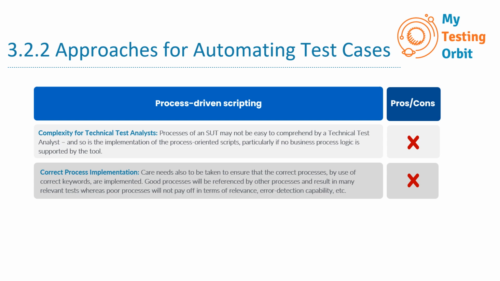Okay. So if we take the login example again, when defining the login process, it's essential to choose the correct processes and keywords. For instance, the correct sequence might involve navigating to the login page before entering credentials and authentication. So if these processes are not implemented accurately, it can lead to very ineffective test cases. And a well-defined login process should be referenced by other processes to create relevant tests. However, if the processes are poorly designed or irrelevant, they will not contribute effectively to error detection or test relevance.